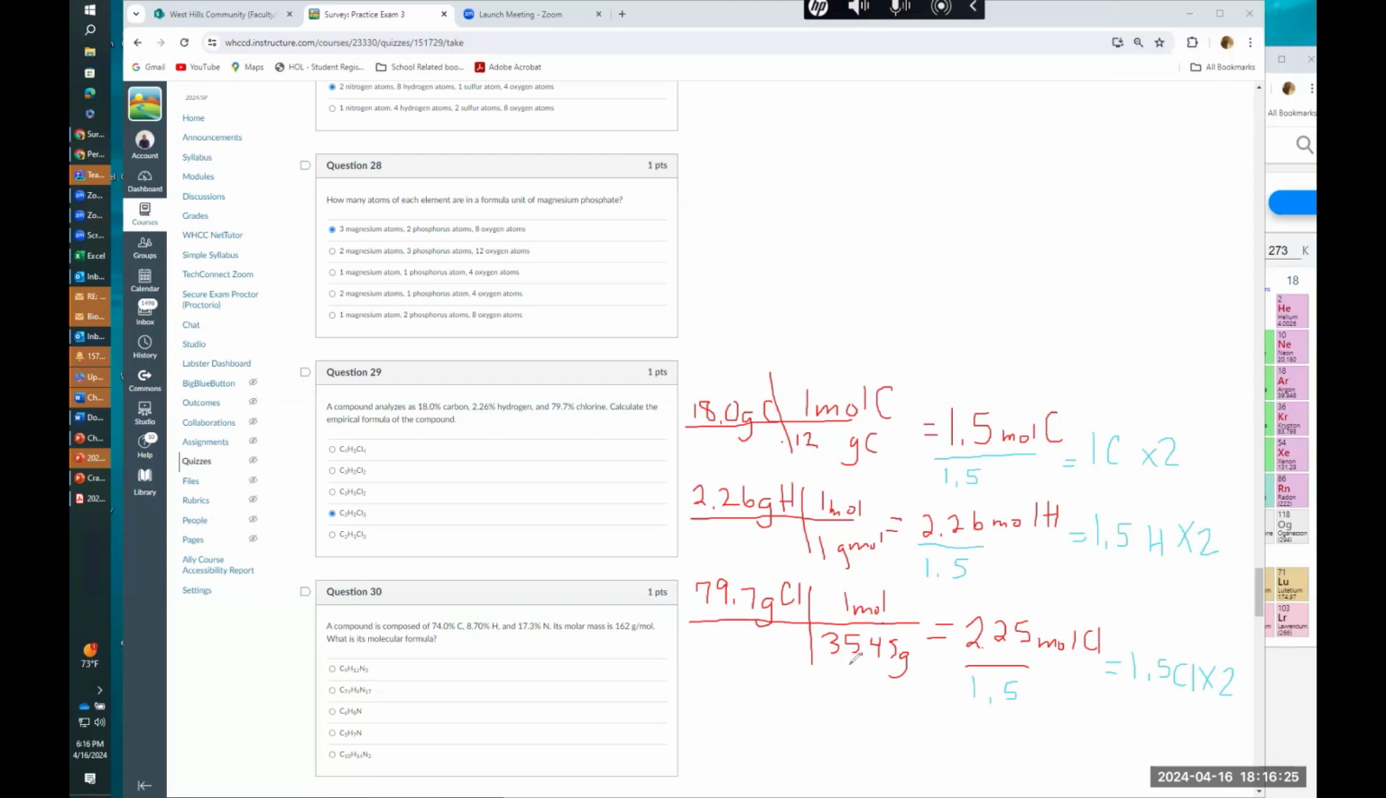So then in that case we have 2 times 1.5, and that would be 3. So we have 3 Cl, and then we have 3 hydrogens, and then we have 2 carbons. So we're looking for something that is 2, 3, 3. Let me see.